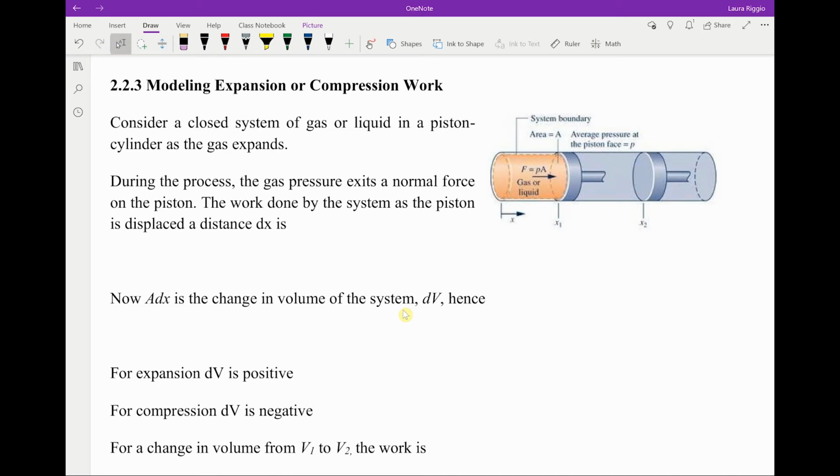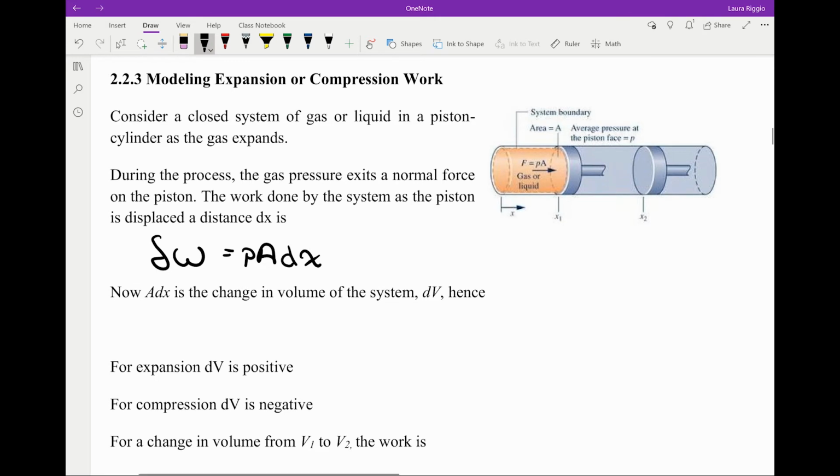The work done by the system as the piston is displaced a distance dx is, so our differential work is going to be our pressure times our area, which is our force, times our displacement dx. Now A dx is the change in volume of the system, dV. So our differential work is P dV. For expansion, dV is positive. For compression, dV is negative.